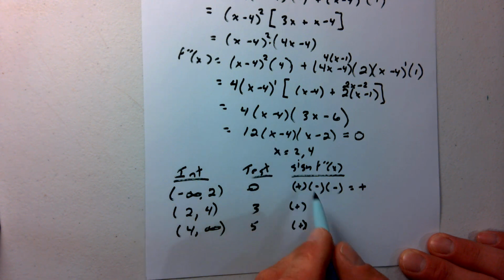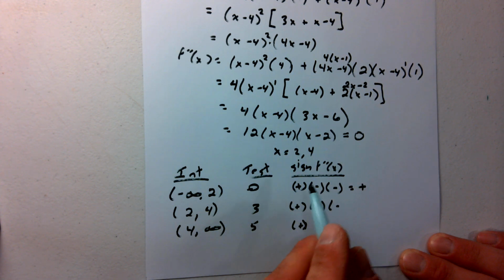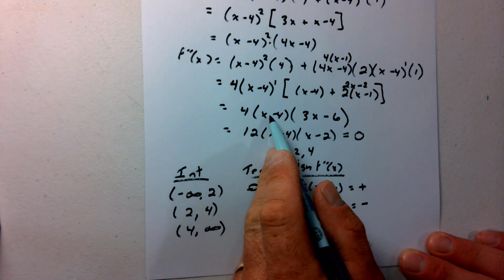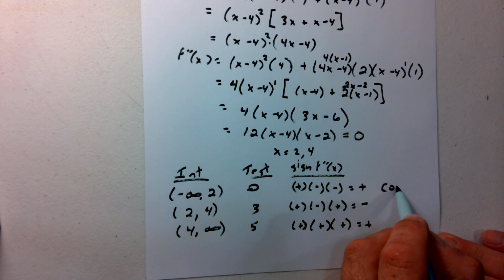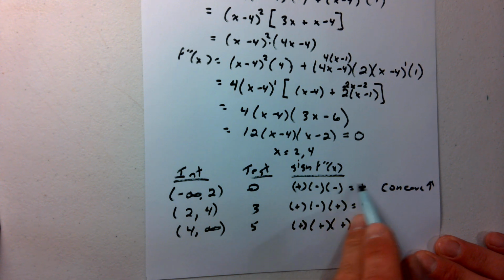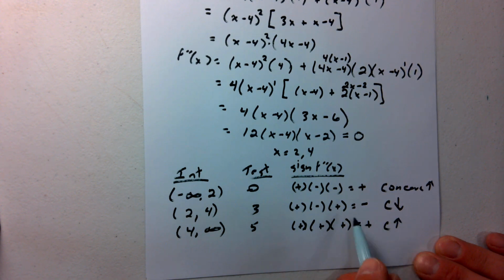If I plug in 3, I get a negative. If I plug in 3 here, I'm going to get a positive. So I get a positive times a negative times a positive, which is a negative. If I plug in 5, I get positive, and I get another positive. And that gives me a positive. So I'm going to be concave up. I'm going to use my arrow there on this interval. And I'm going to abbreviate concave with a C. I'm going to be C down on this interval, and then concave up. Again, positive is concave up, negative is going to be concave down.